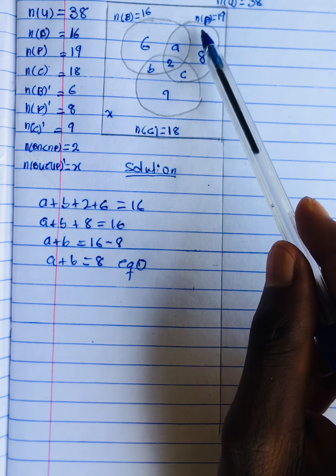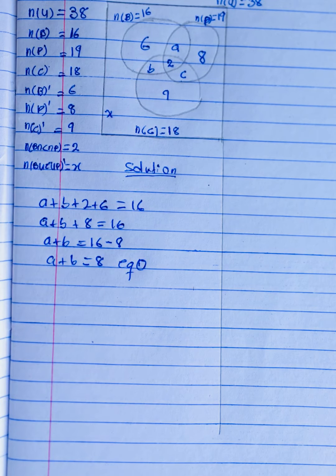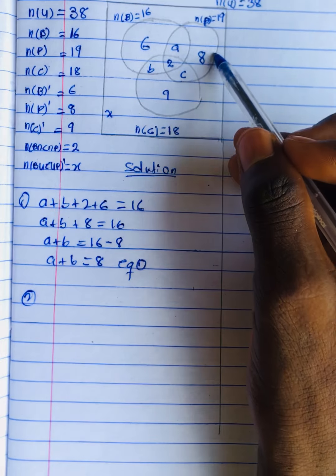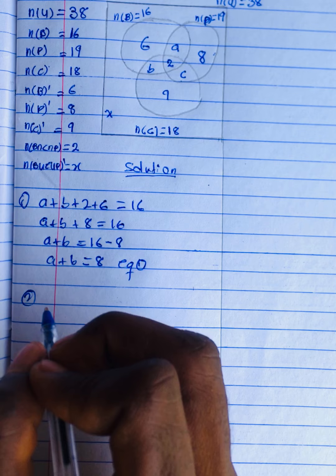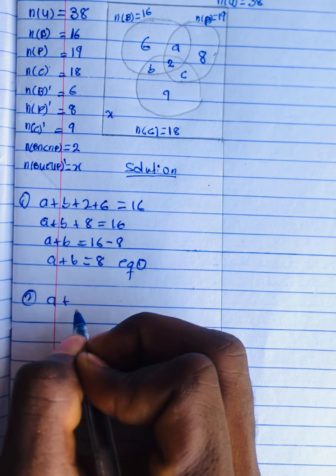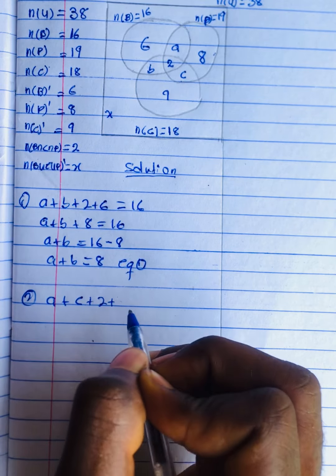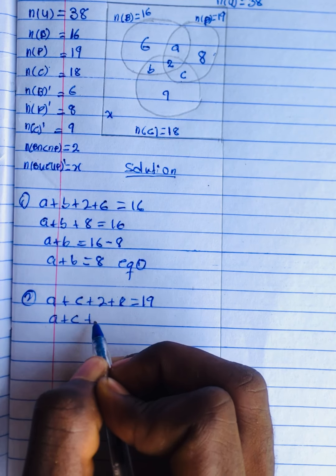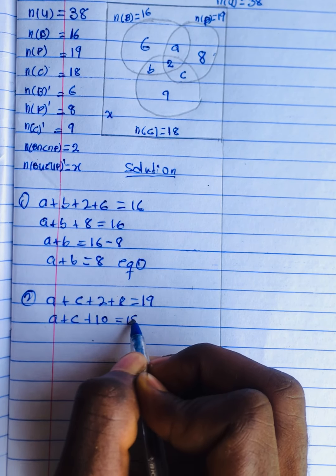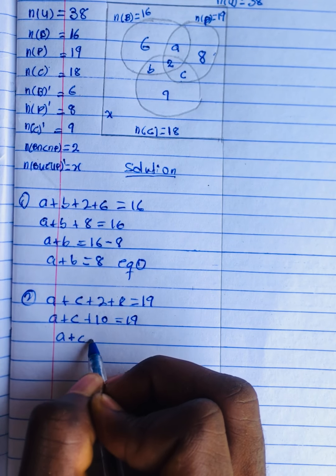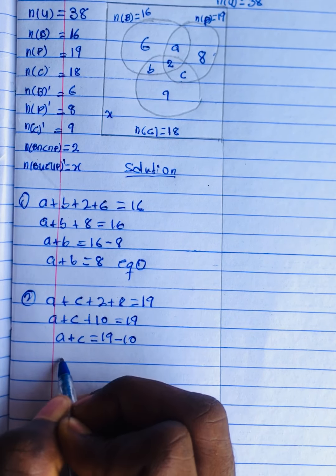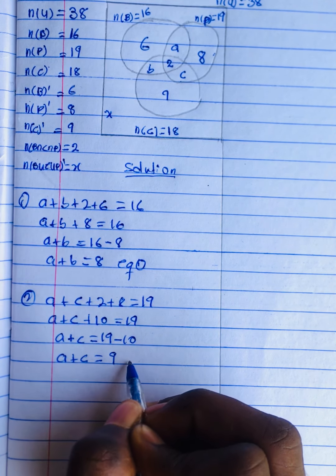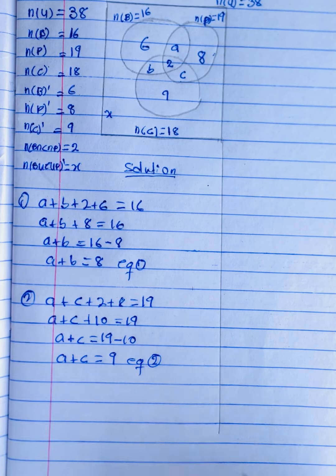We know that when we add this aspect, it will give us 19, right? Let's come here. We have A plus C plus 2 plus 8 is equal to 19. A plus C plus this 10 is equal to 19. A plus C is equal to 19 minus 10. A plus C is equal to 9. Let's call it equation 2.